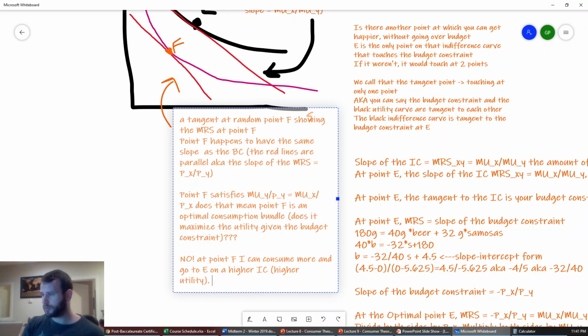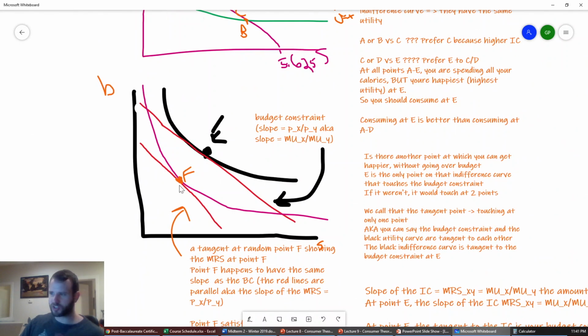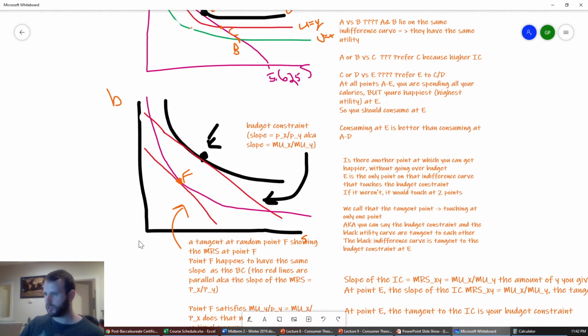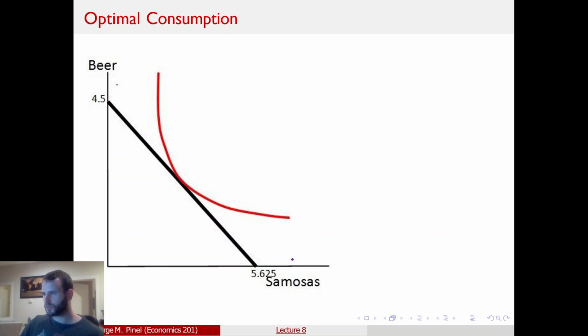So why can I do that? I can do this because I did not exhaust my budget constraint. So point F is feasible, but you're not exhausting your budget. So you can consume more of both goods, go to a higher indifference curve, get a higher utility. That's why I add this little rule here: exhaust your budget to maximize utility. So your optimal consumption bundle will be right there.